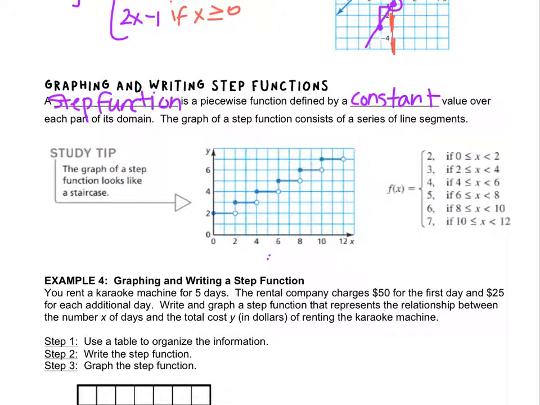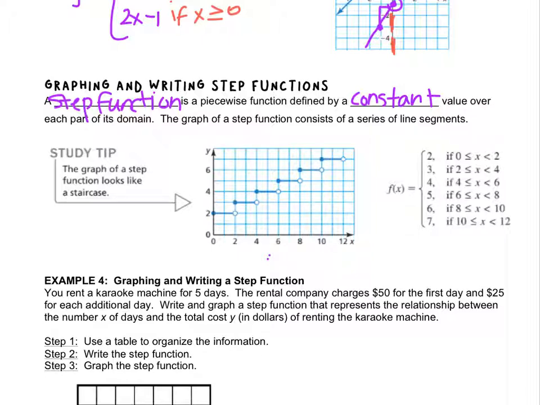So we have just a series of line segments. And here's the equation for that. It's 2 between 0 and 2. It's 3 between 2 and 4. It's 4 between 4 and 6. And so there's this constant value that exists between the ranges.